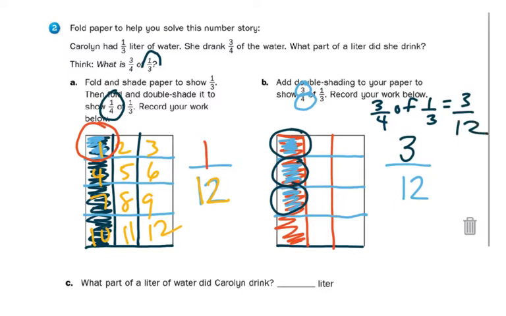So what part of a liter of water did Carolyn drink? Well, she ended up drinking, remember, 3/4 of 1/3. So that would be 3/12.